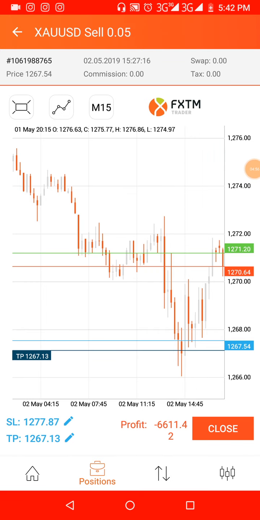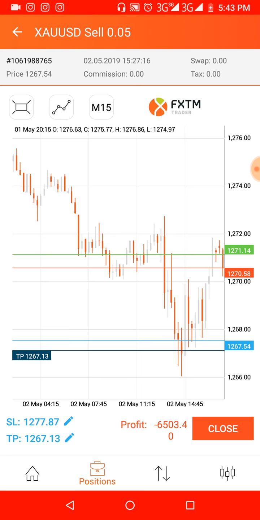So what I did was I took my position, taking profit at 1,267.13. And in case the market decides to reverse and become a bull market, and it gets to 1,277.87, then the system should automatically close the trade. And so far, I'm in negative 6,576 Nigerian cent.